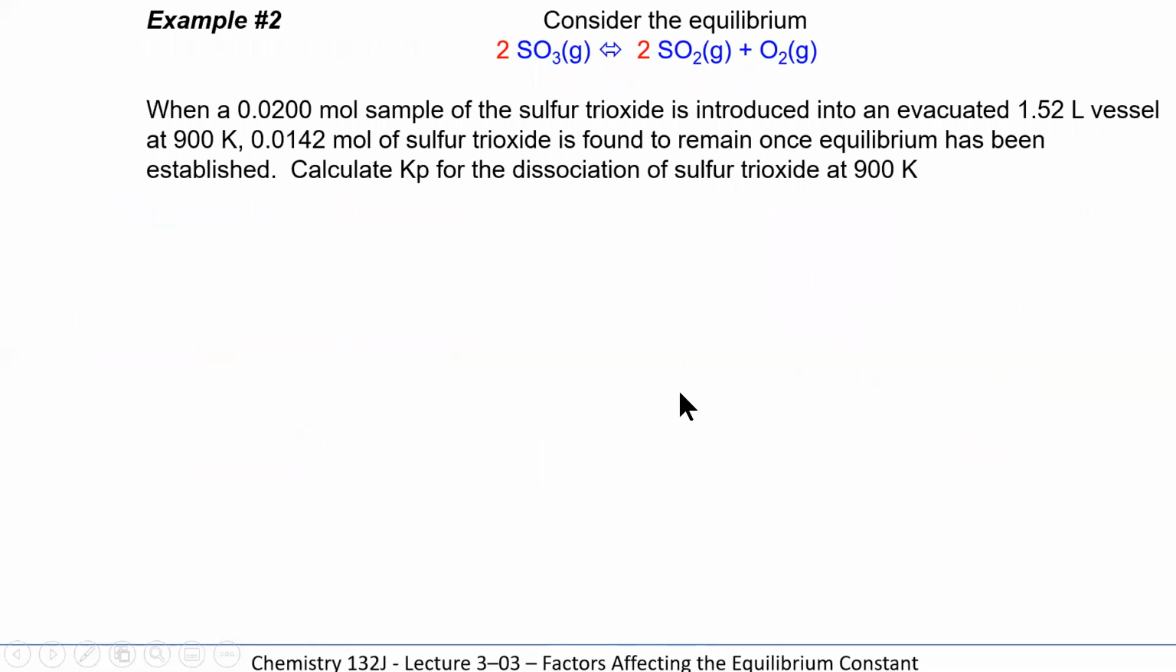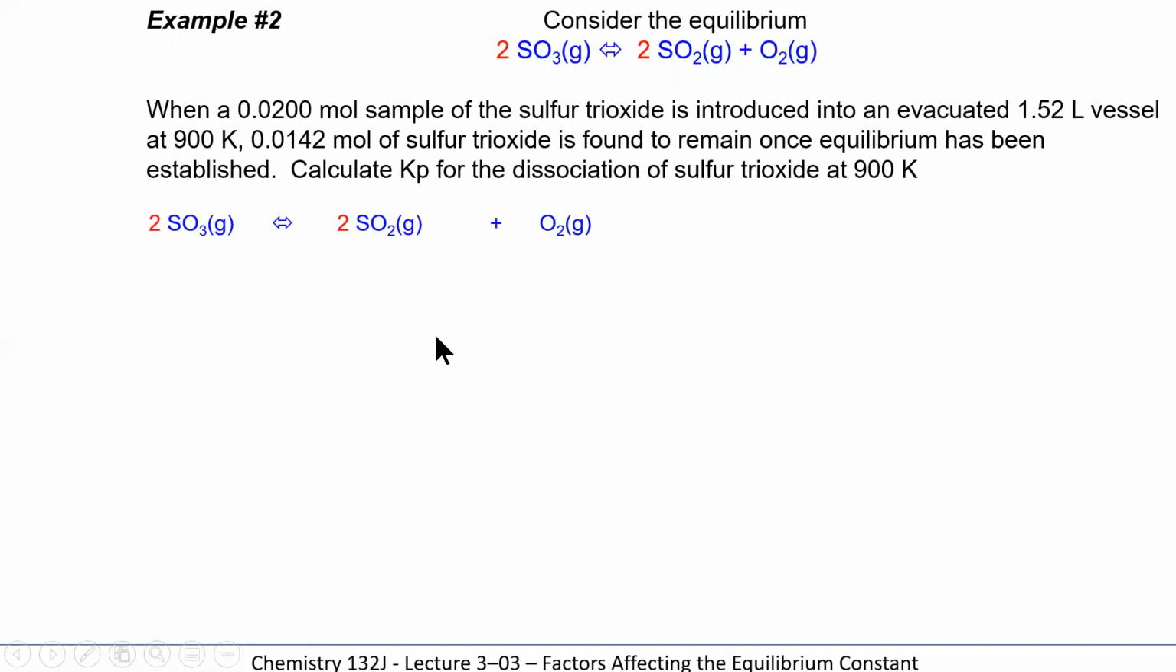So let's consider another example: an equilibrium between sulfur trioxide in equilibrium with sulfur dioxide and oxygen. And we're going to place 0.0200 moles of sulfur trioxide into a container. The container is 1.52 liters. The temperature is 900 K. Now, once equilibrium is established, we find that 0.142 moles of sulfur trioxide is now present. So let's calculate Kp for this equilibrium.